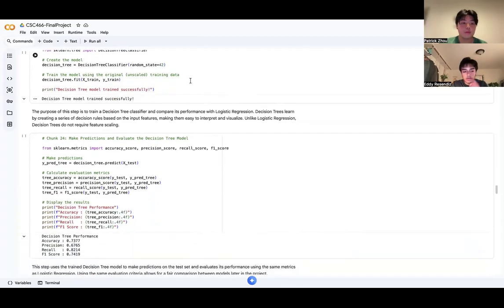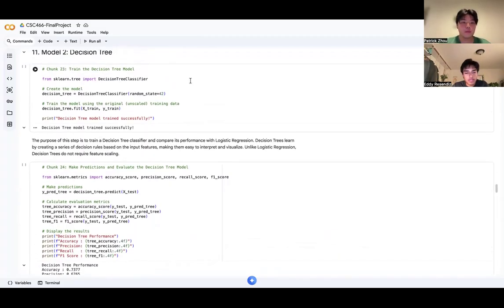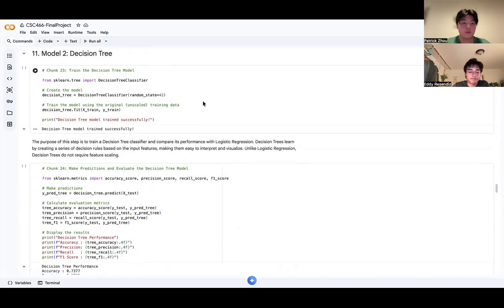What this chunk of code is doing is that it imports the decision tree classifier from scikit-learn and creates a decision tree model with a fixed random state, so the results are reproducible. It trains the model using the original training data, and it does not use the scaled data because decision trees split data based on feature values and are unaffected by differences in scale.